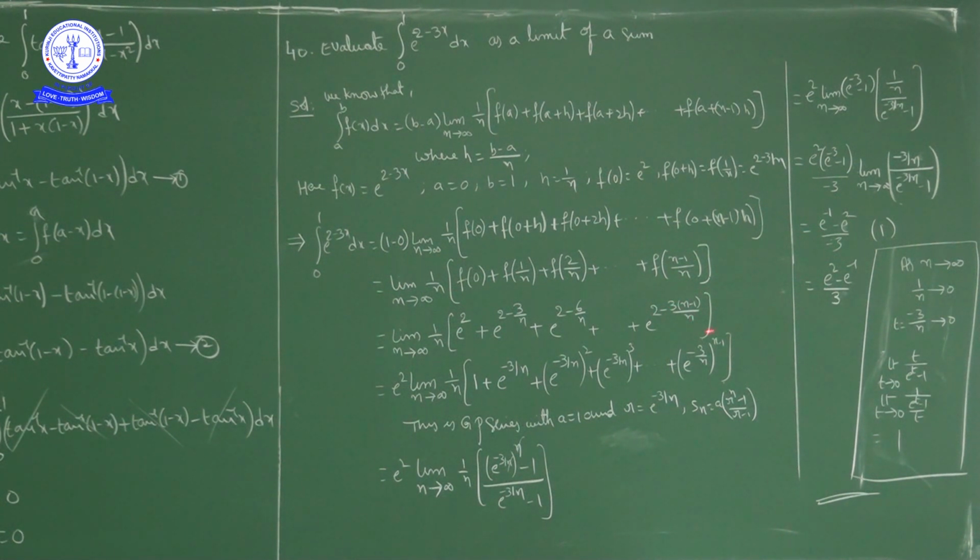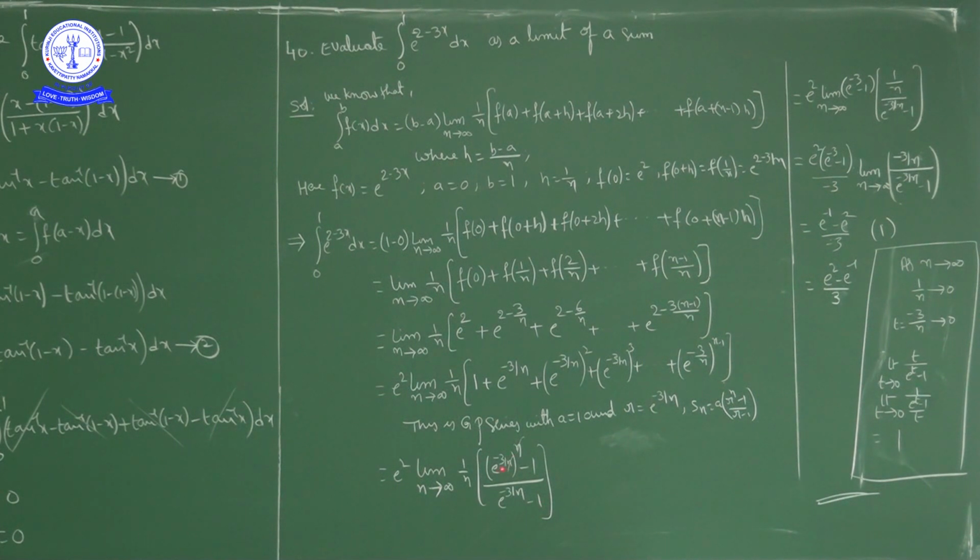So e power 2 is common, limit n approaches infinity 1 by n [1 plus e power minus 3 by n plus (e power minus 3 by n) whole square plus (e power minus 3 by n) whole cube plus and so on up to (e power minus 3 by n) whole power n minus 1]. This is the sum of n terms of a geometric progression with first term 1 and common ratio e power minus 3 by n. Sum of n terms of a geometric progression is a into (r power n minus 1) by (r minus 1). So using this formula we will get e square into limit n approaches infinity 1 by n (e power minus 3 by n) whole power n minus 1 upon (e power minus 3 by n minus 1).